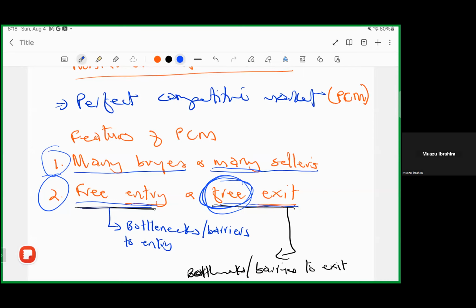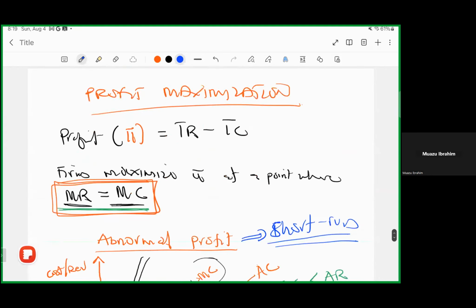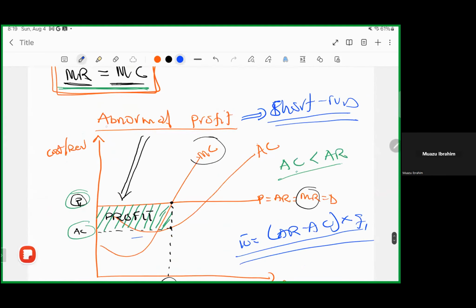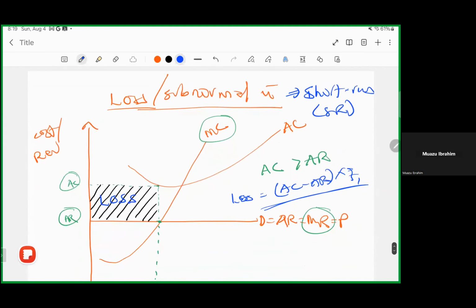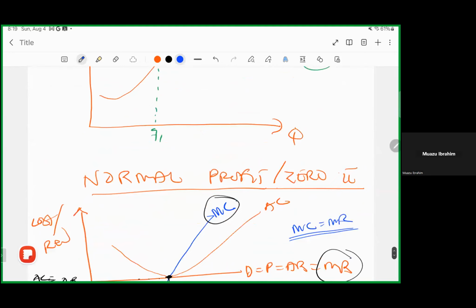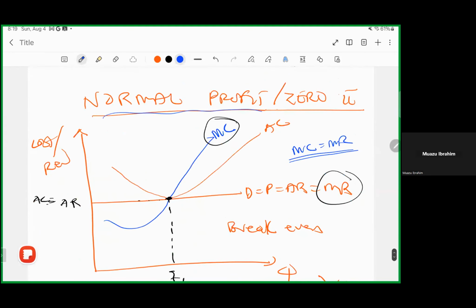And in the long run, you realize that all of the firms in existence in the perfect competitive market will be making normal profit, or zero profit, because those new entrants would have competed away all the abnormal profit. And those who are making a loss would have also exited the market. So in the long run, all firms in a perfect competitive market will not be making abnormal profit, would not also be making subnormal profit, but would be making a normal profit, because of the existence of free entry and free exit. Are we getting it?